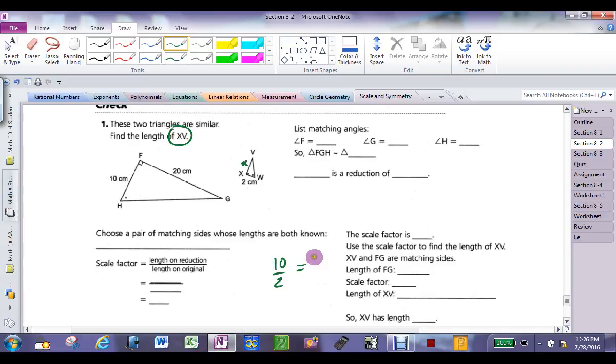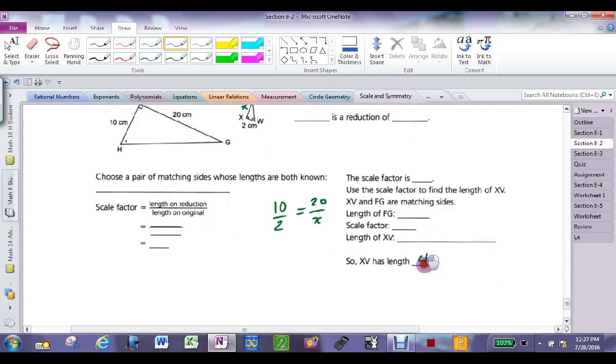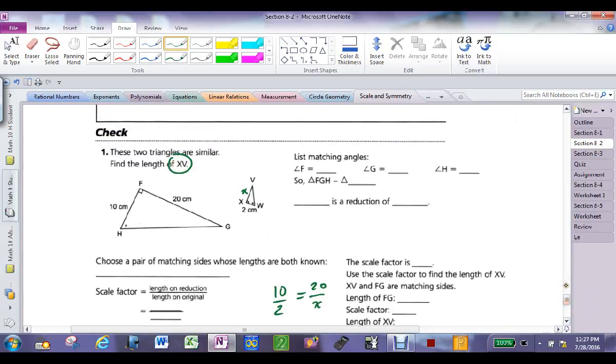So what is the little one? What's going on top? 20 or X? 20 over X. Do the math. What's 20 times 2? 40. What's 40 divided by 10? So XV has a length of 4. Now the last thing you've got to be able to do is name them. FGH, X, oh, sorry, XVW. Everybody got it?